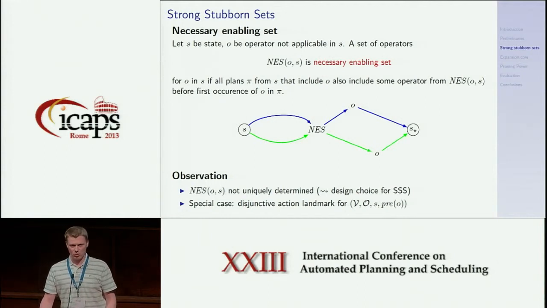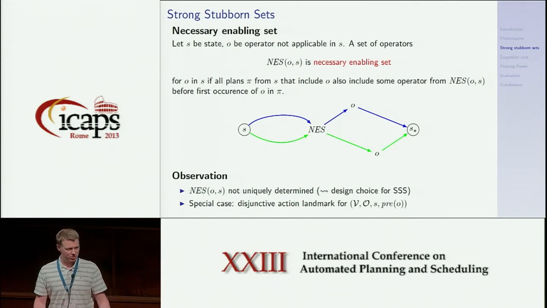The second, also a rather interesting observation, is the close relationship to disjunctive action landmarks. In fact, disjunctive action landmarks are a special case of necessary enabling sets for a planning instance where the goal state is replaced by the precondition of O. So in a way, it's a disjunctive action landmark to reach the precondition of O. That's interesting because, we've heard yesterday the history of landmarks, disjunctive action landmarks are a rather recent concept, and the necessary enabling sets have been proposed roughly 20 years ago.